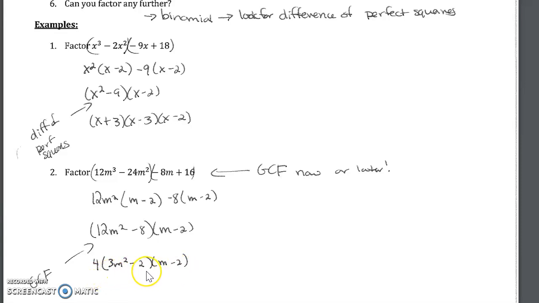Can you factor 3m squared minus 2 farther? The answer is no. There is not a perfect square in there. 3 and 2 are not perfect squares. So that means that you are done with number 2. You cannot factor that any farther.